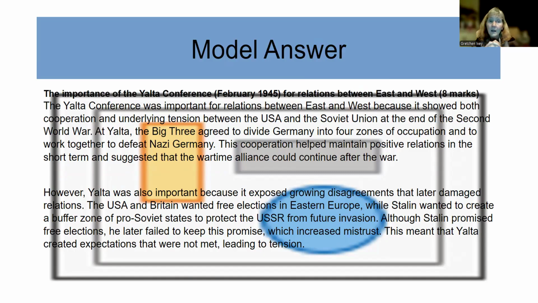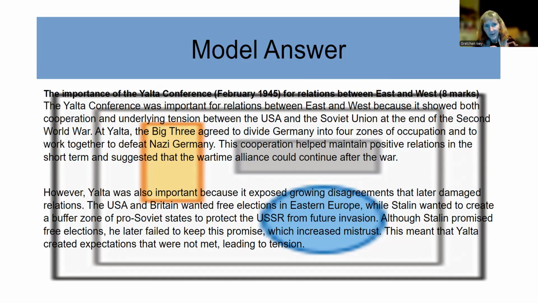The Yalta Conference was important for relations between East and West because it showed both cooperation and underlying tension between the USA and the Soviet Union at the end of the Second World War. At Yalta, the Big Three agreed to divide Germany into 4 zones of occupation and to work together to defeat Nazi Germany. This cooperation helped maintain positive relations in the short term and suggested that the wartime alliance could continue after the war.